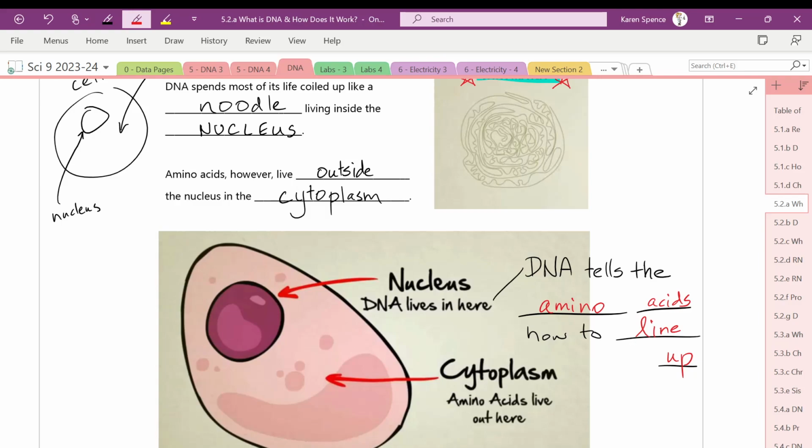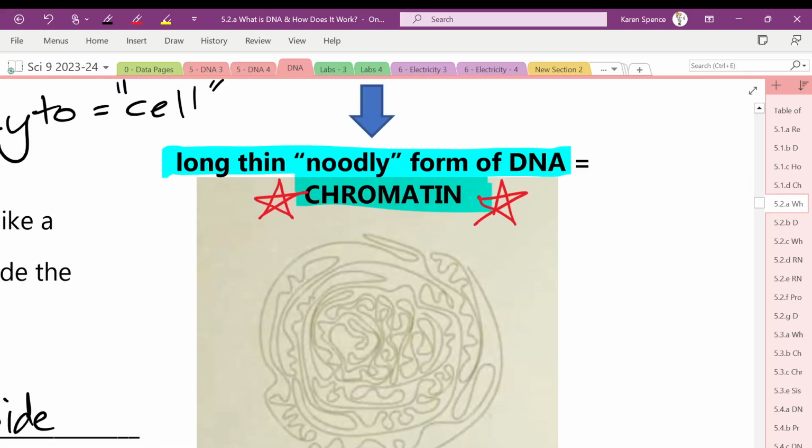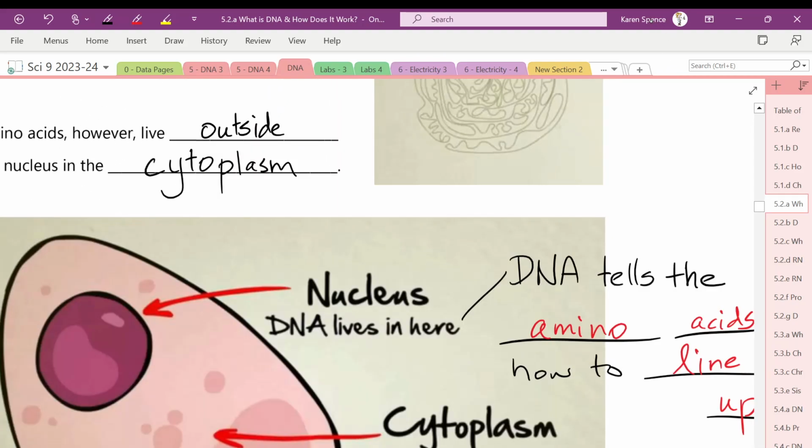So we're going to have to figure out a way to get those instructions out of the house, out of the nucleus, and into the cytoplasm. And here's the big problem. The DNA, how big is that molecule? Really big. There are little tiny holes in the nucleus called nuclear pores, which we'll look at in a little bit. The DNA is too big to get out through those pores. It's just a really big molecule. You cannot get it out of the nucleus. DNA stays in the nucleus.